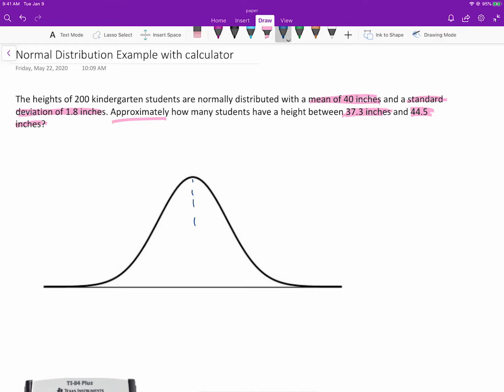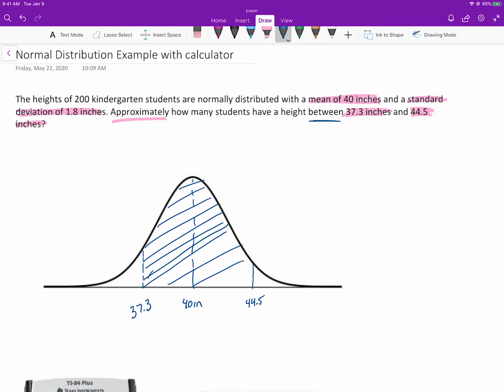So our mean will be in the middle, and that is 40 inches. And now we have two values. We're looking for between 37.3, and it doesn't have to be super accurate. I'm just looking for that above, below, or in between. And then 44.5 inches is above. So I'm going to shade, because this is the region we are looking for, right here. That gives us a visual to start with.